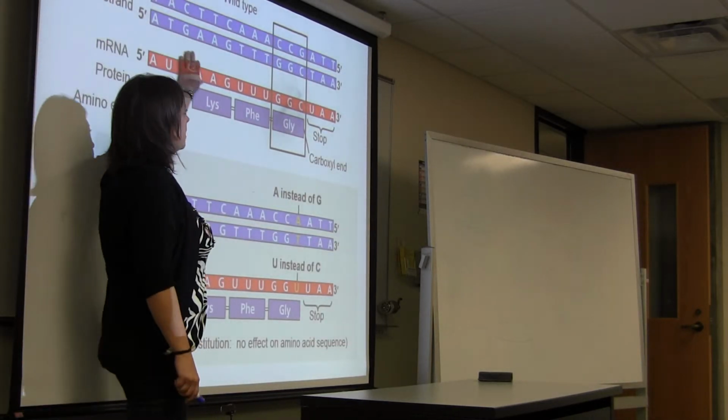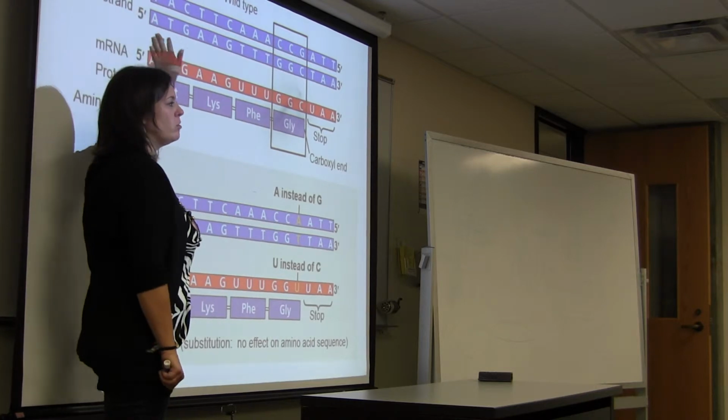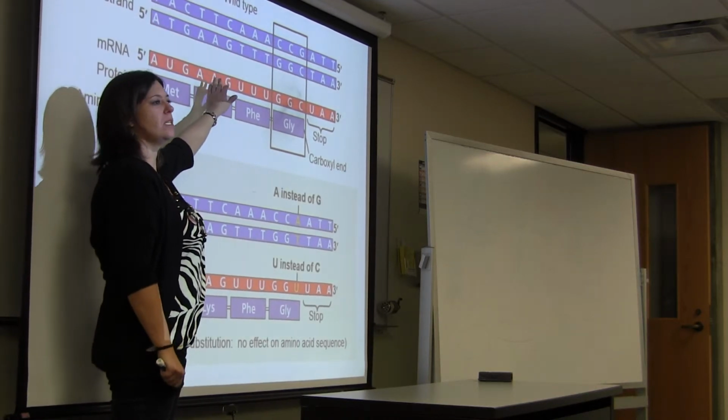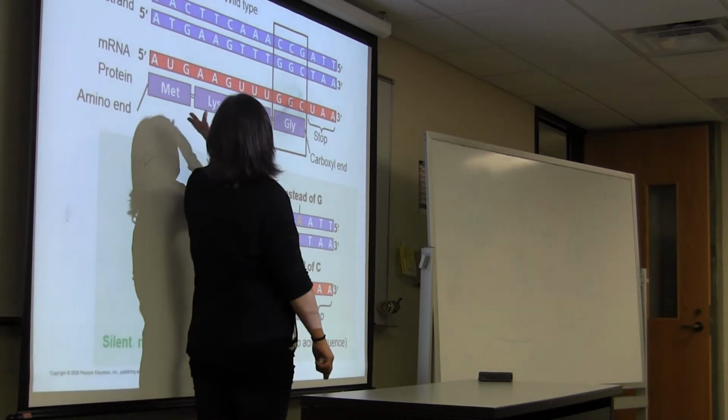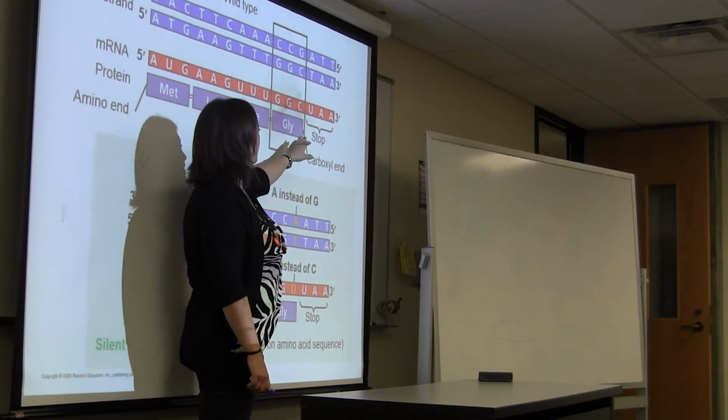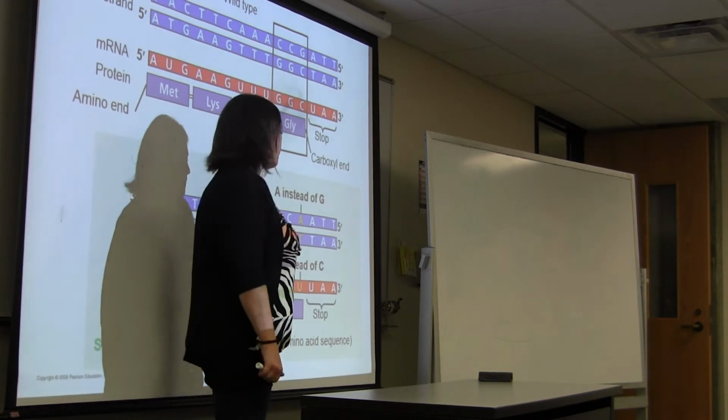So at the top, we're always going to have the wild type. The wild type is like normal. This is what normally exists in nature. So we're looking at this particular piece of DNA. All right, we've got methionine, lysine, phenylalanine, glycine, and then a stop codon.